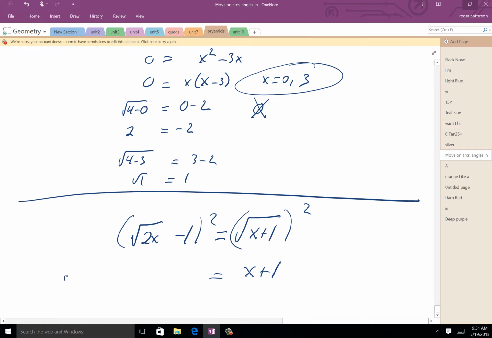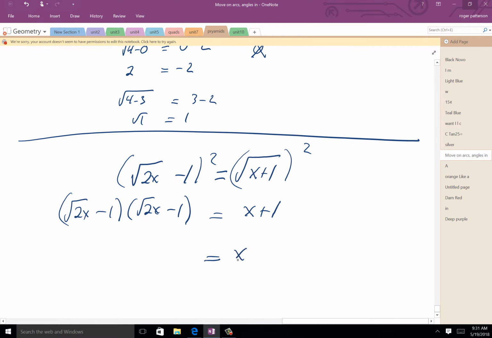But here, I have to FOIL it. It's the square root of 2x minus 1, right? So I'm going to FOIL that. I want to step through this one a little slower. When I take the square root of the square root, that's going to go away, so it's just going to be 2x. Then I'm going to get a minus square root of 2x there, and another minus square root of 2x there, and then a plus 1.